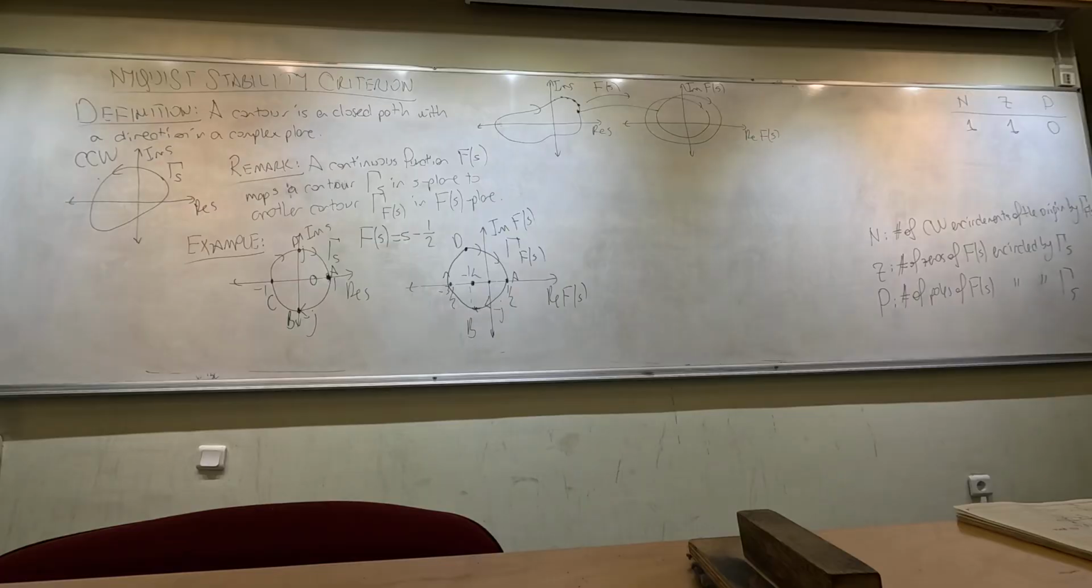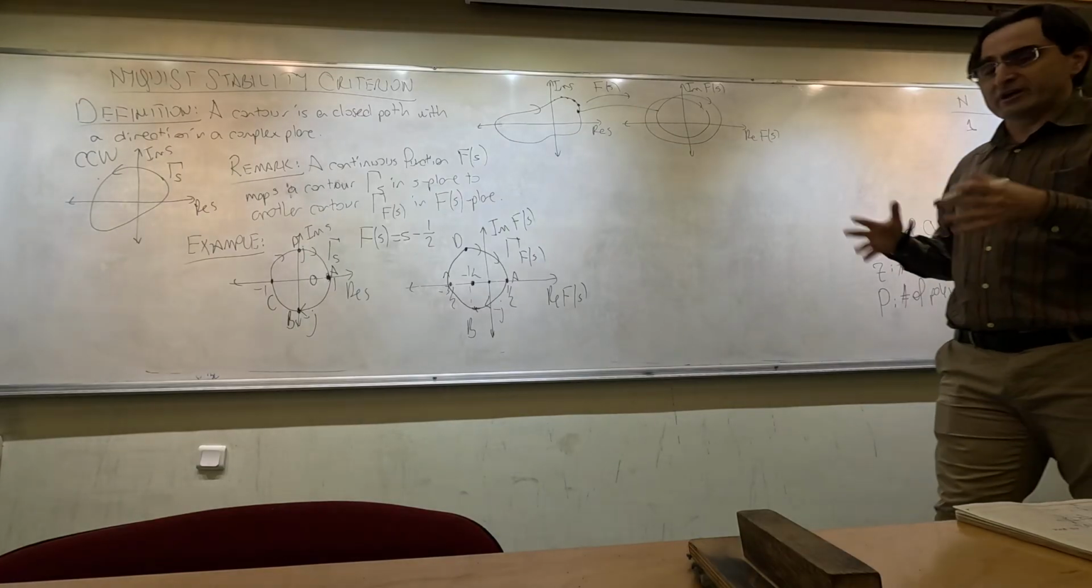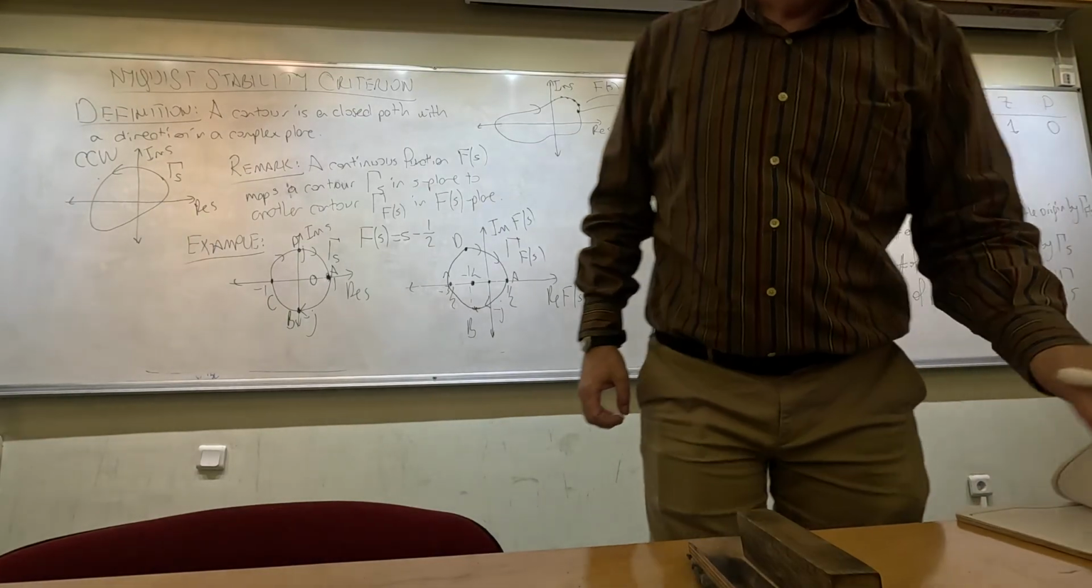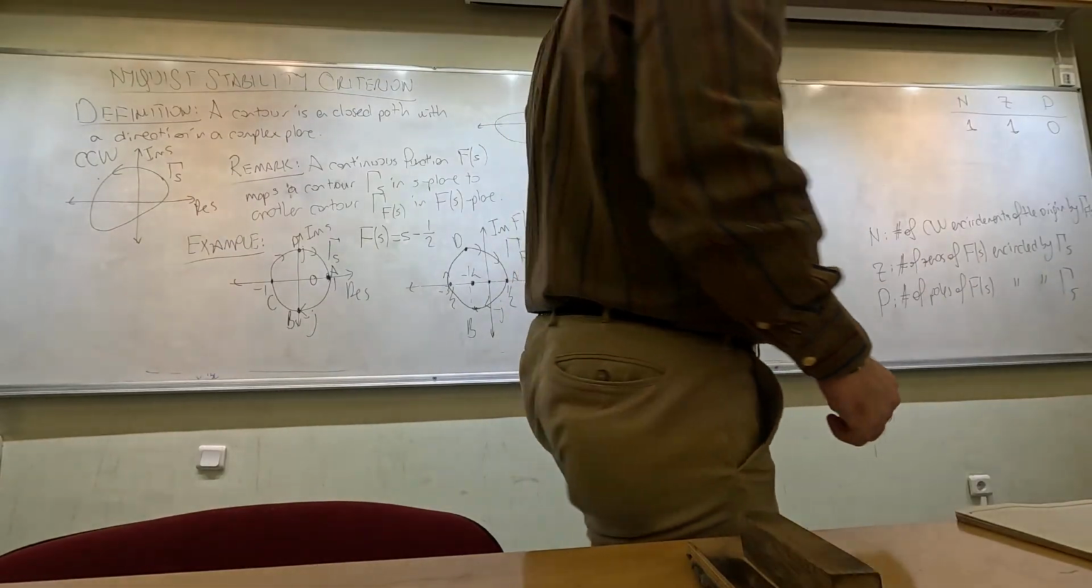Okay? As I told you, Cauchy's principle of argument is going to be a relationship between N, Z, and P. Now, currently, we can roughly see some form of relationship, but we're going to be able to identify what that relationship is when I try to look at more examples.